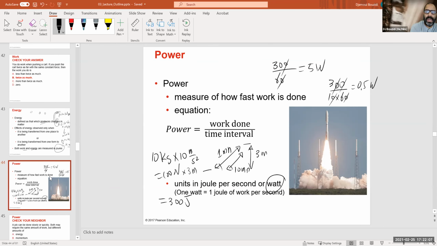So when you go to the store, for example, and buy a 60-watt light bulb versus a 100-watt light bulb, that means that this one, in every second, needs 60 joules to deliver light to you. Whereas that one, in the same second, is going to consume 100 joules.